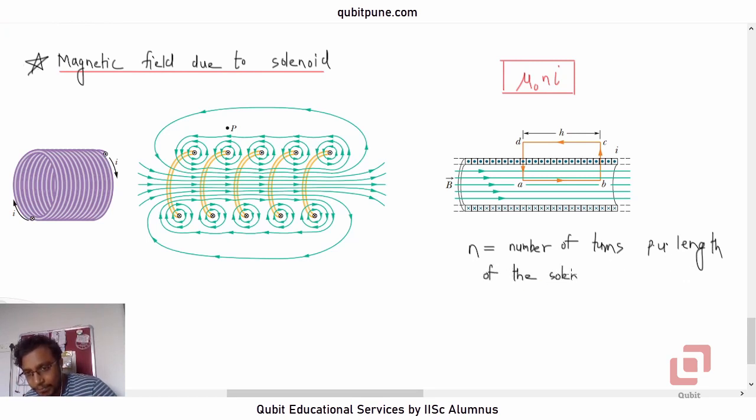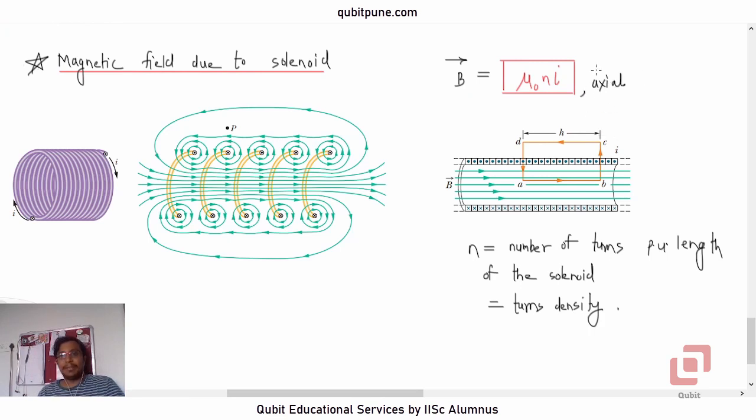Also known as turns density. Okay, so this mu naught n I is an expression for magnetic field B bar. It is axial, and it depends on current and number of turns per unit length. This is one application of Ampere's circuital law.